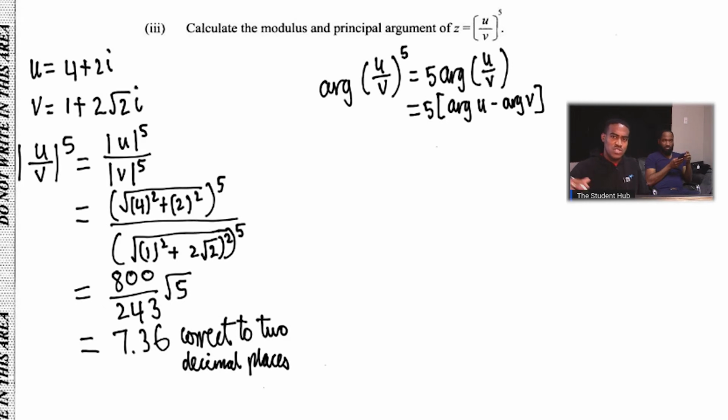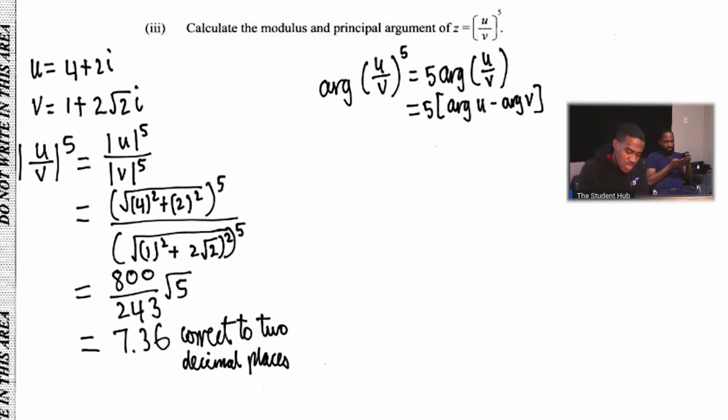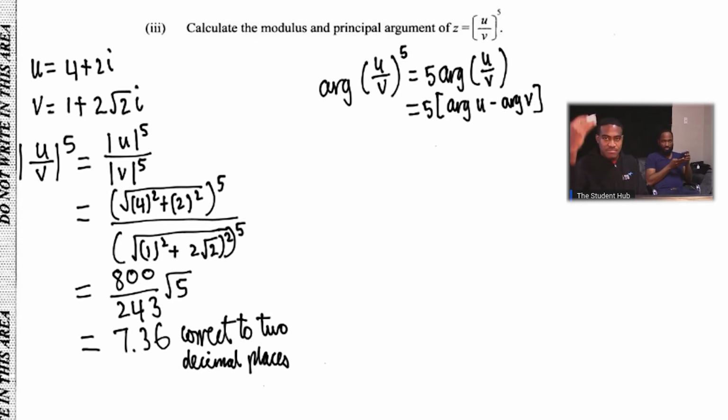So this is the rule here, and every time I see it, it reminds me of the rules when we looked at logs. For those who did add maths, it really reminds me of log rules, where we could bring down the power here, right? You could bring down the power, and then the log of two terms dividing by each other is the log of the numerator minus the log of the denominator.